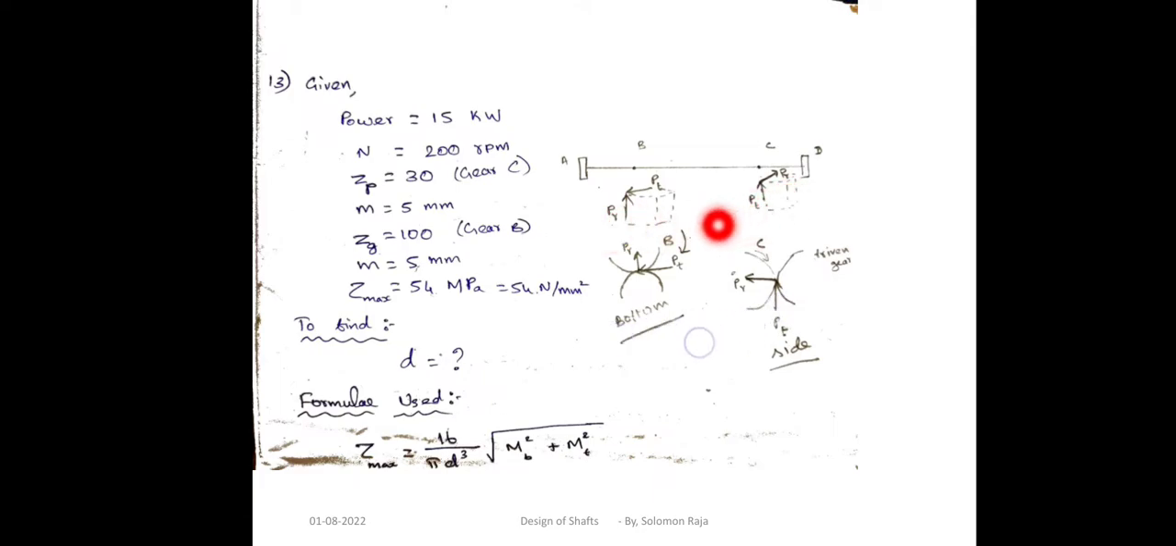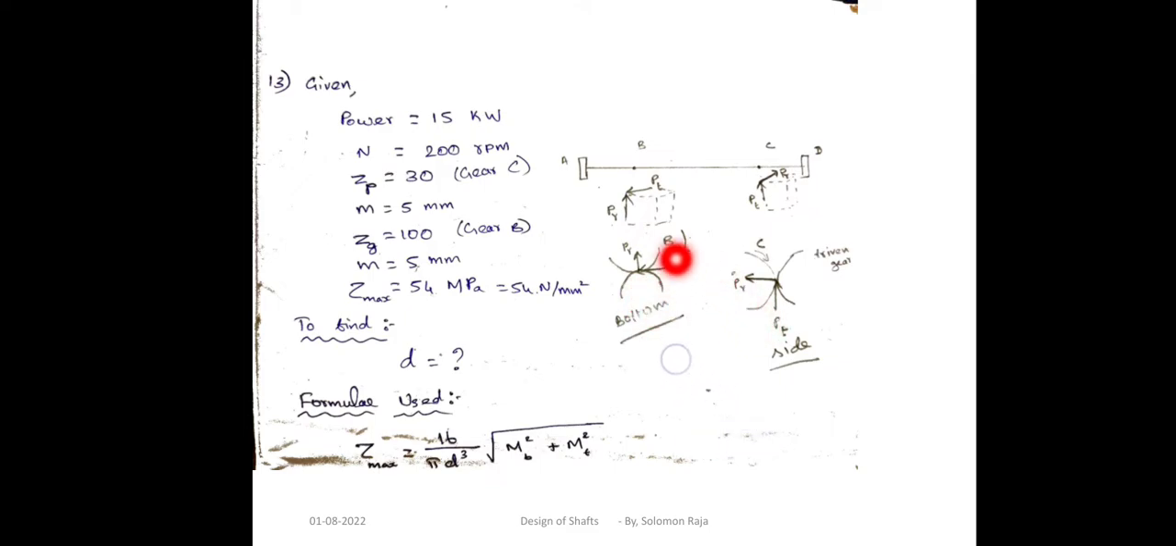PR and PT, both forces act in the upward direction. PR, the radial force of gear B, and the tangential force of gear C, both are acting in the upward direction. But the tangential force of gear B and the tangential force of gear C are not acting in the same direction. While seeing this diagram, it looks like both are acting towards the left-hand side.